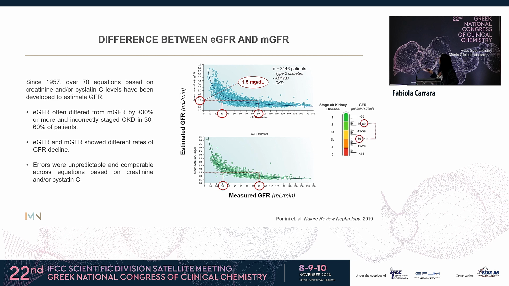Moreover, estimated GFR incorrectly stages chronic kidney disease in 30 to 60% of the patients. So the estimated GFRs were unpredictable and not comparable across equations based on different endogenous markers.